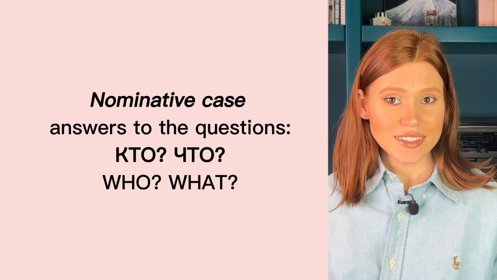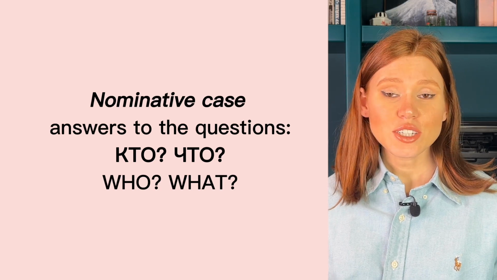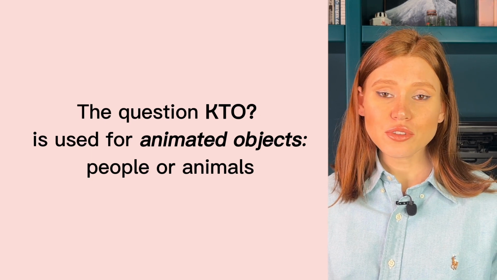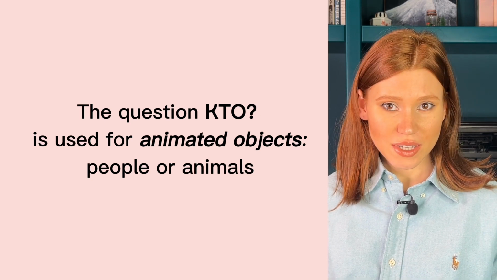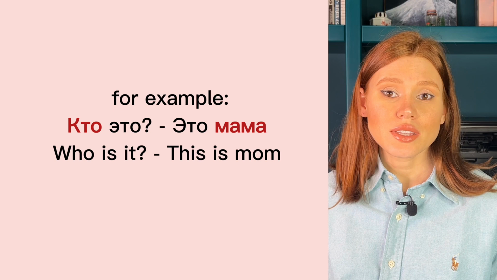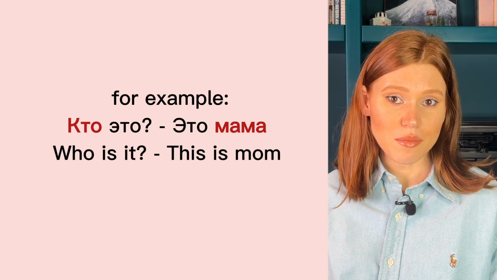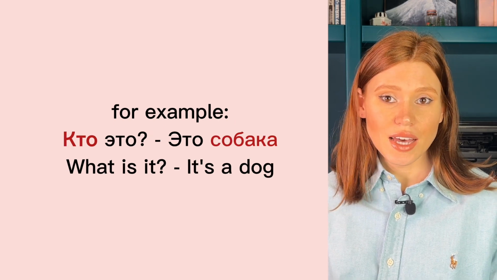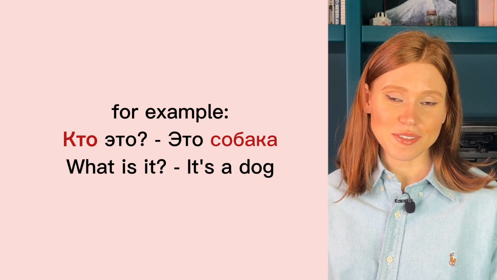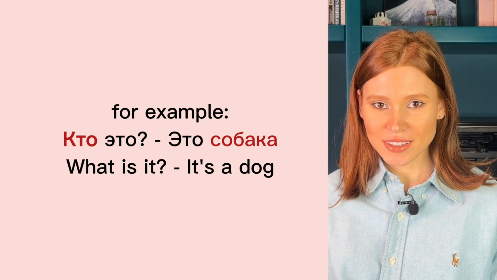Nominative case answers the questions кто, which is who, and что, which is what. The question кто is used for animated objects, animated nouns. For example, people, animals. For example, кто это? Это мама. Who is it? This is mom. Кто это? Это собака. So, what is it? It is a dog. So, in English, it's different, yeah? For animals, usually another question.